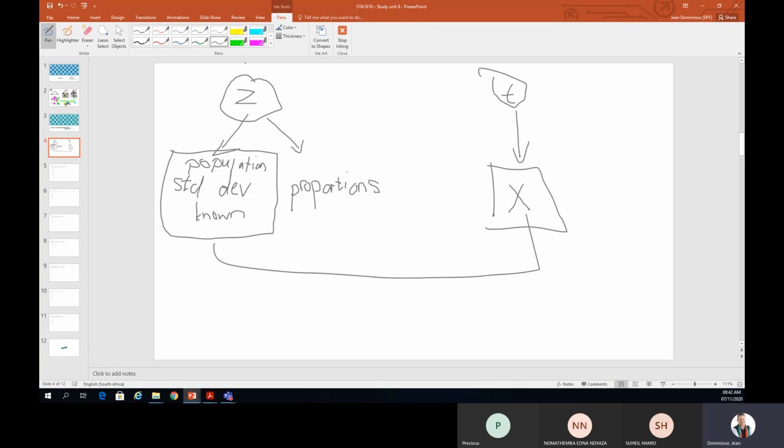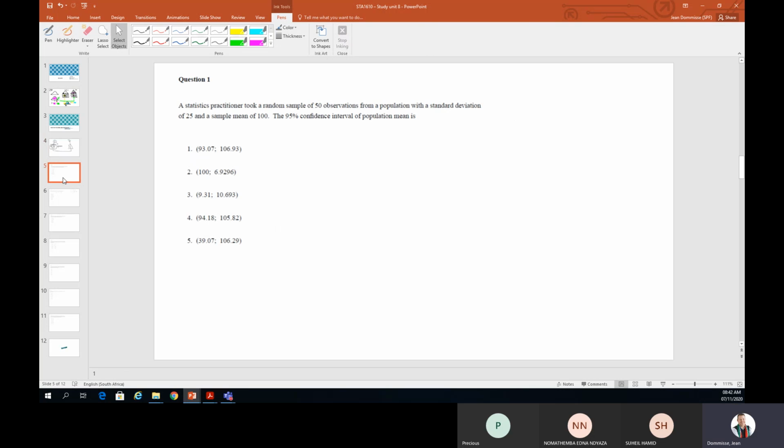The other thing with confidence intervals is it's always two tails because it's a lower confidence and an upper confidence. The one tail, two tail only comes in when we're looking at hypothesis testing. So for confidence intervals, we don't need to worry about that at all. Okay, so let's go into the first question.